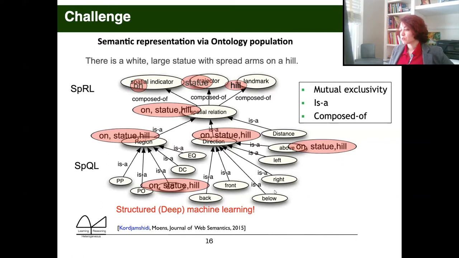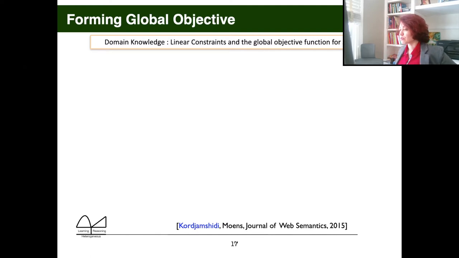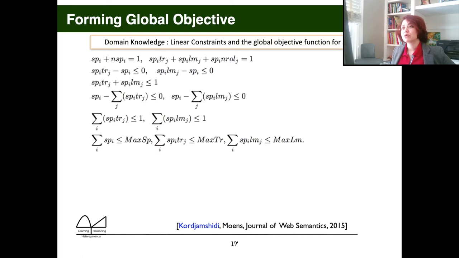So this is what we call structured output prediction models. We have some knowledge about how these output labels should relate to each other, and we want to make predictions that obey this structure. There are different techniques to solve this, for example probabilistic graphical models, and there is also a whole class of techniques that use integer linear programming to form the final optimization that assigns values to multiple variables obeying the constraints that we formalize. I'm just mentioning this here. I don't want you to look at these formulas.